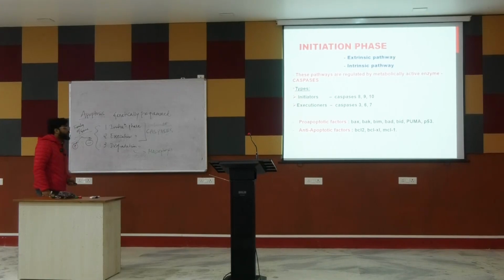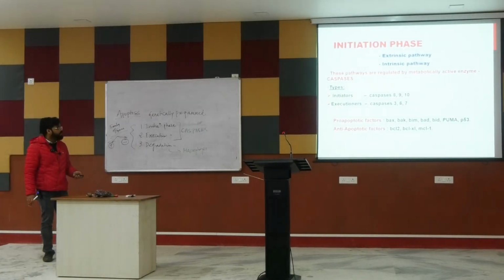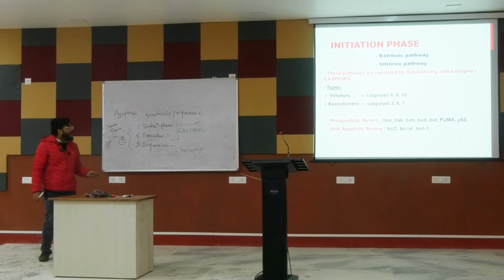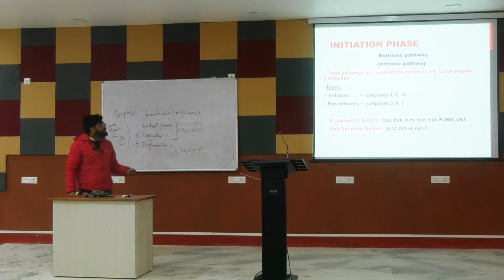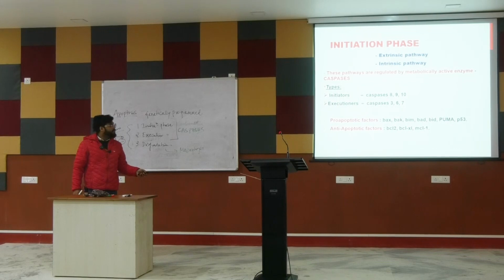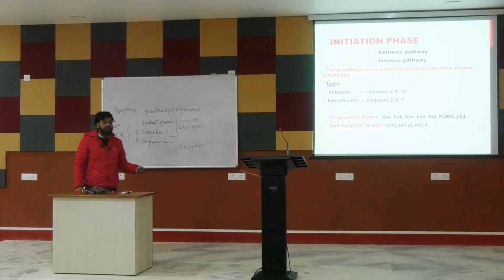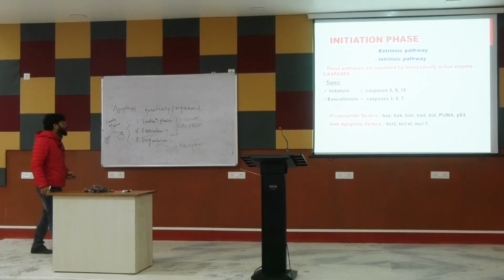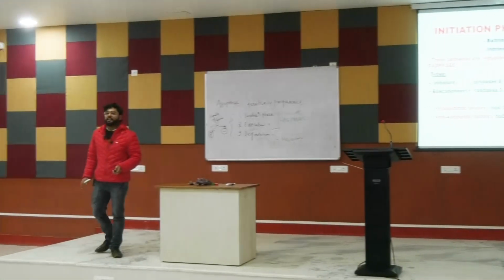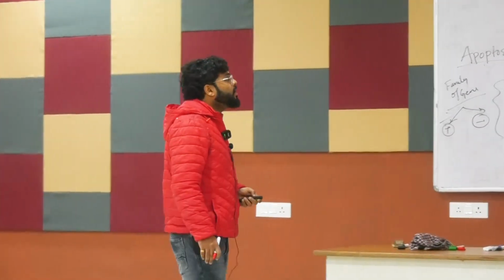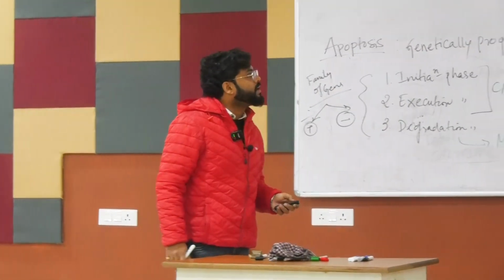These families of genes are augmenting apoptosis, but anti-apoptotic factors are the BCL2 family genes: BCL2, BCL-XL, and MCL1. These are the genes which inhibit apoptosis. Is it clear? This is how these mechanisms are tightly controlled.